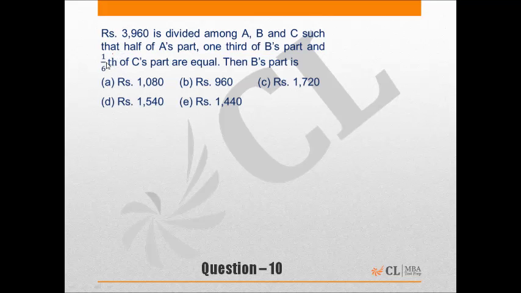Question 10. Rupees 3960 is divided among A, B and C such that half of A's part, 1/3 of B's part and 1/6 of C's part are equal. Then what is B's part? Let me assume the amounts received by A, B and C are A, B, C. Now the question tells us half of A's part is equal to 1/3 of B's part is equal to 1/6 of C's part. Now most of us will say this is equal to K and then say A is equal to 2K, B is equal to 3K and C is equal to 6K. Absolutely right.